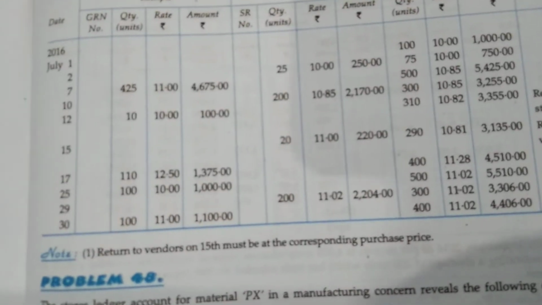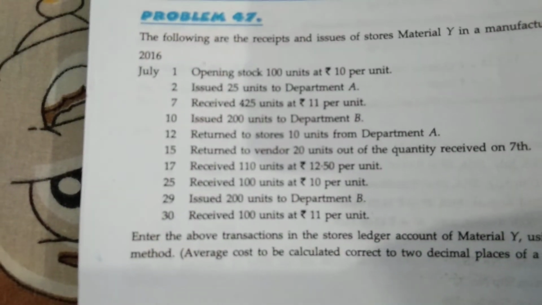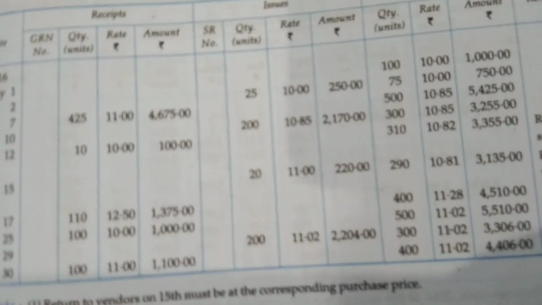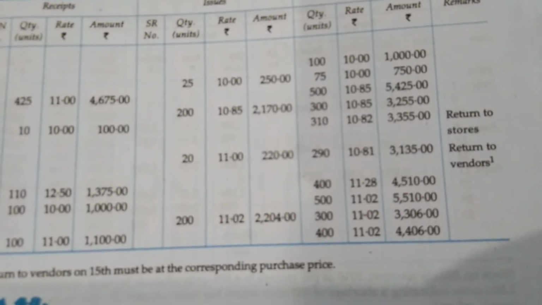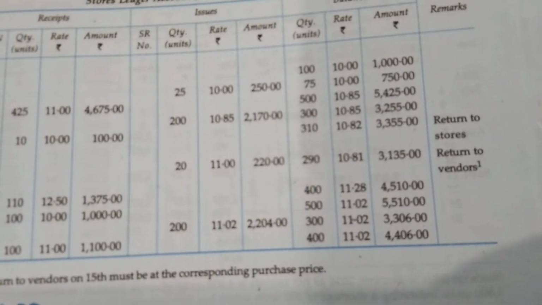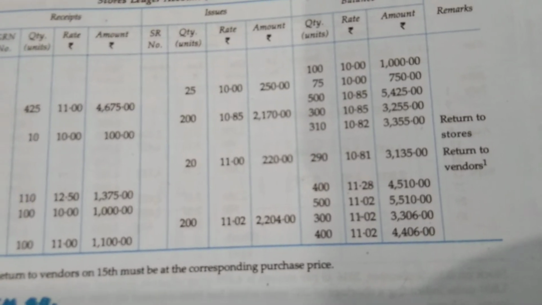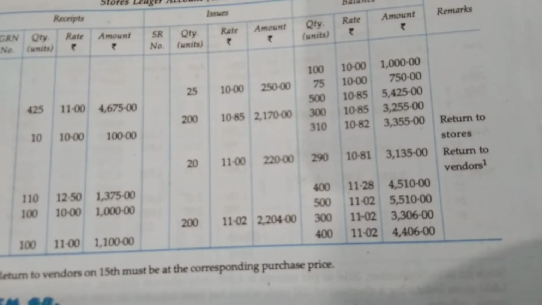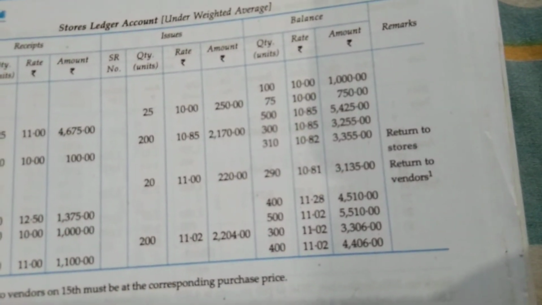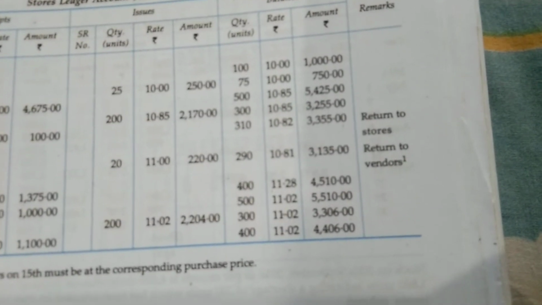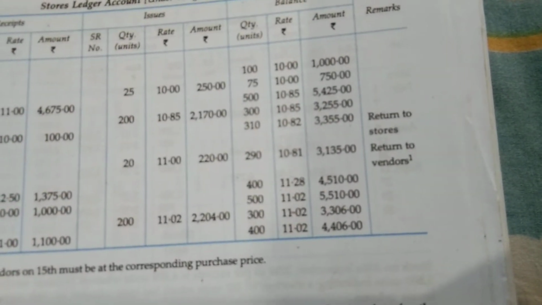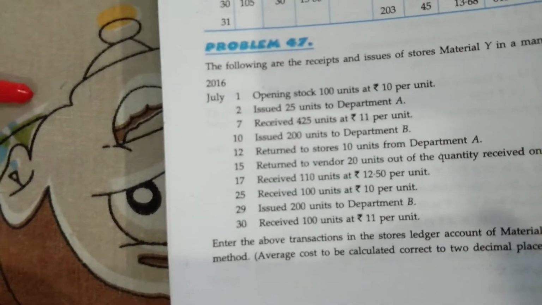Okay, fine. In the next case, on the 10th, how many goods have been issued? 200. As we have already calculated, the 200 is at a price of 10.85. Now I should say it is the easiest method of all. 500 minus 200, 300, the rate will remain 10.85, and in the value column 5425 minus 2170.